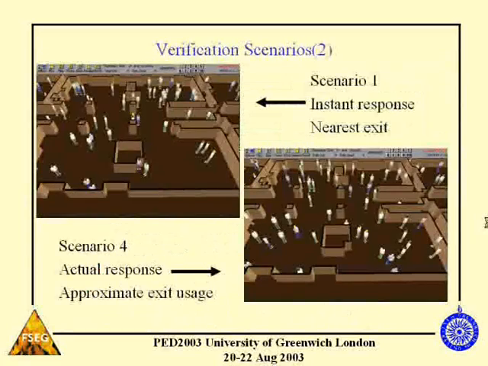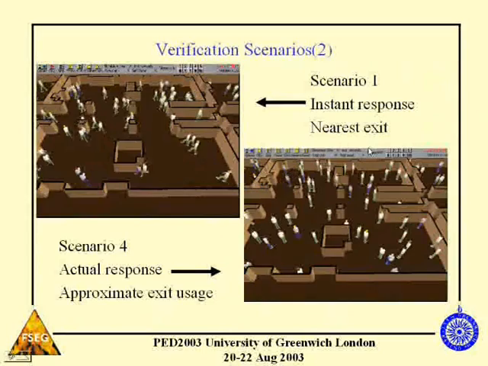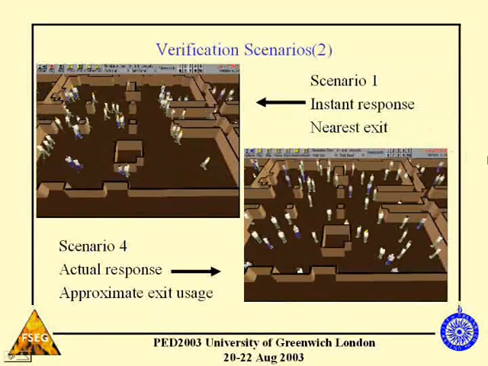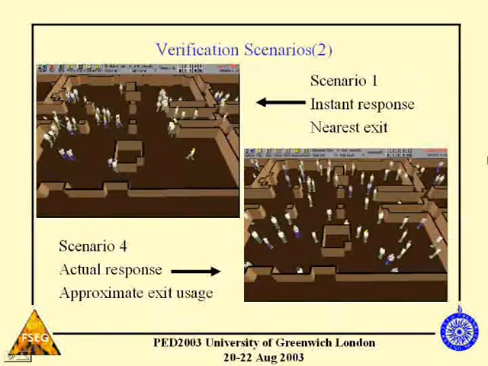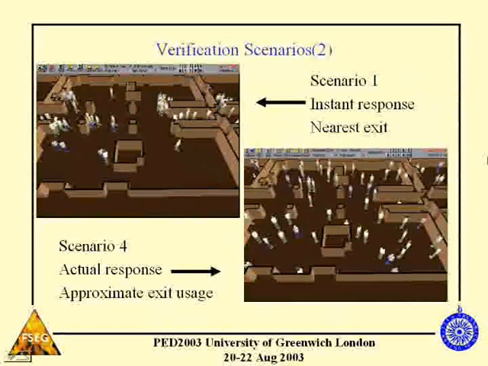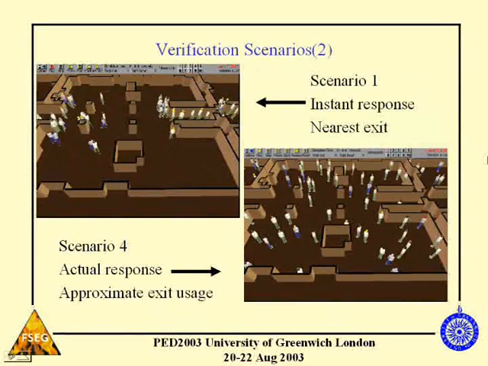And here we have a graphical representation of what this actually means. In scenario 1, we have people responding instantly and moving to their nearest exit. So you get almost like a line drawn down the centre of this room, and people being fairly evenly and uniformly attracted to their nearest exit.